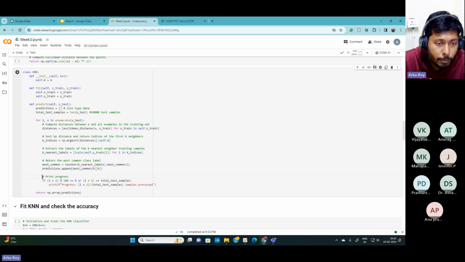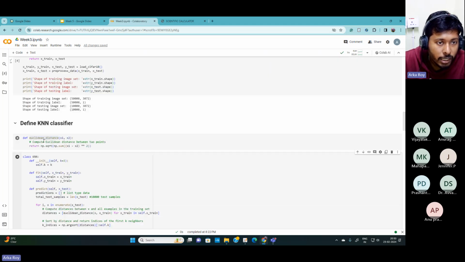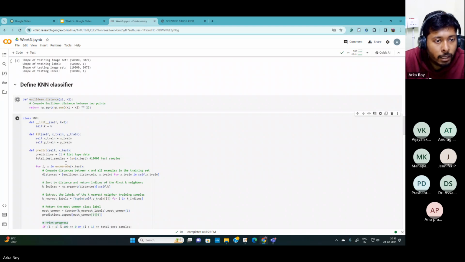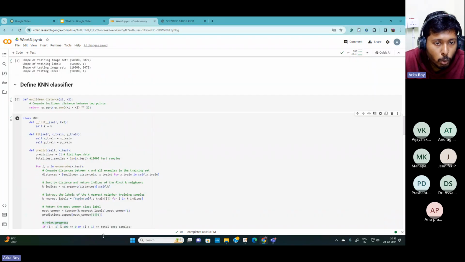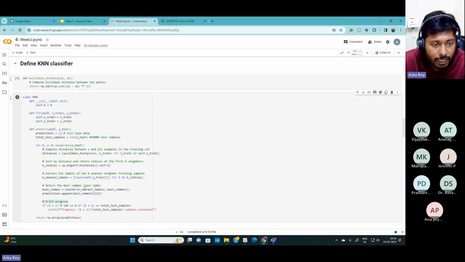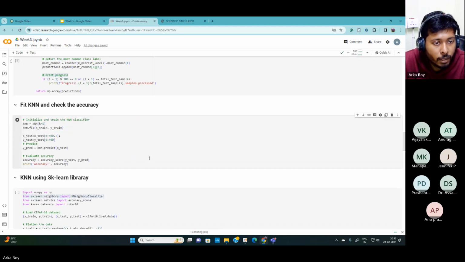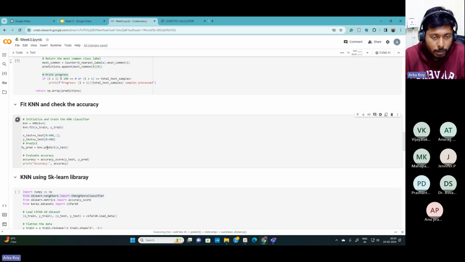So I have written a print progress that after every 100 iterations, it will show how many distances have been calculated. So let me just train the KNN classifier with my own KNN. It is not from the scikit-learn library. I have written it from scratch. So I have considered k value equal to 5. So in the last-to-last class, one person was asking what k value should we consider?